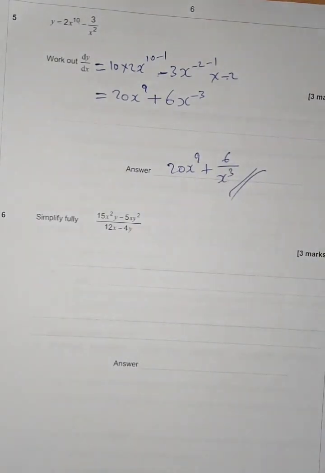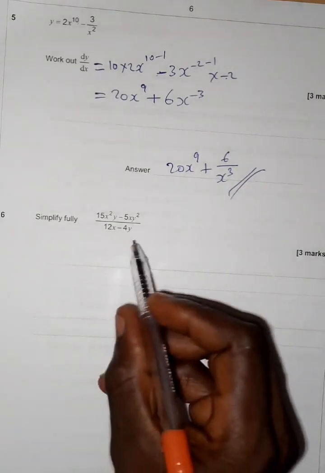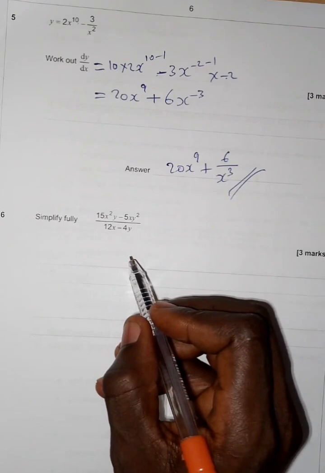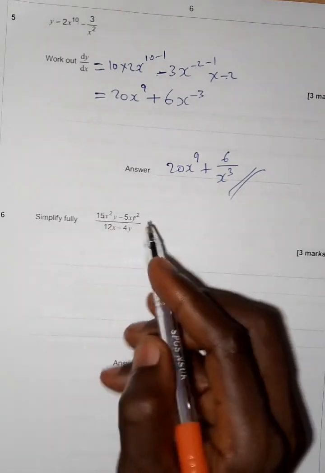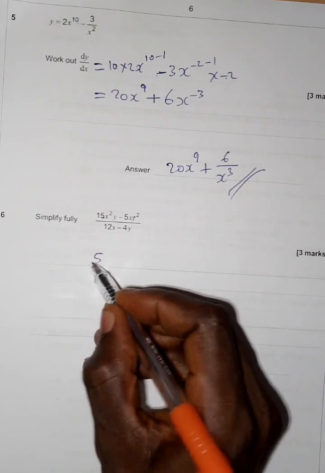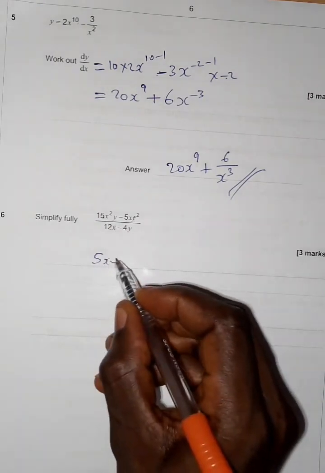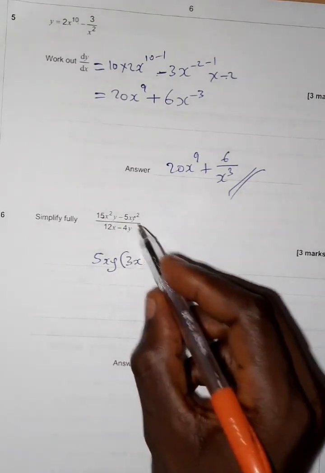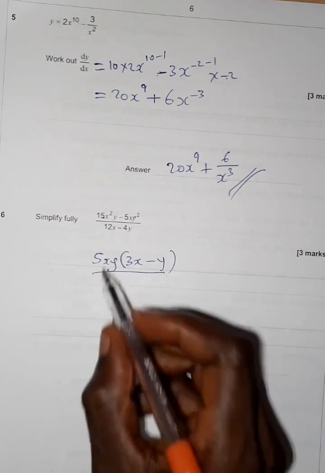Yeah, so let's solve the next question here. The next question is to simplify fully, and to simplify fully here, we can follow it step by step in order to get it right. So you can check when you see this one, 5 is common. We have 5 is common, and then we check here, xy is common, then we are left with 3x minus y in bracket, all over the same thing.